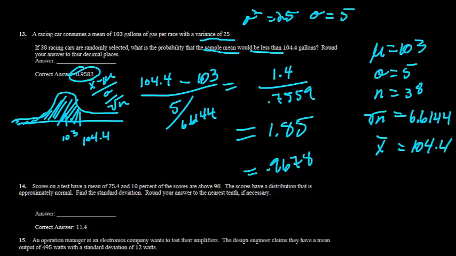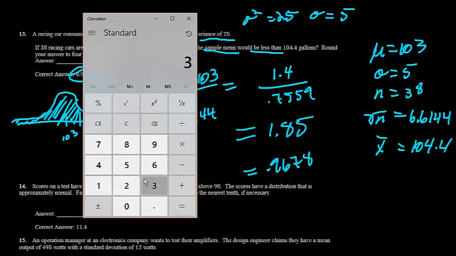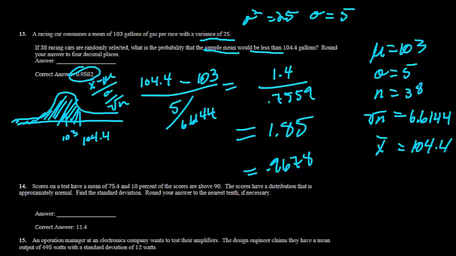Did I make a calculation mistake here? 104.4 minus 103 is 1.4. 5 divided by 6.614, the square root of 38. Did I make a mistake here? Let's find out. The square root of 38 is 6.1644. Oh, yes, I did. I wrote it down, and I still made a mistake with the square root of n. Can you believe that? I can't believe it. Man, I guess I need more coffee.